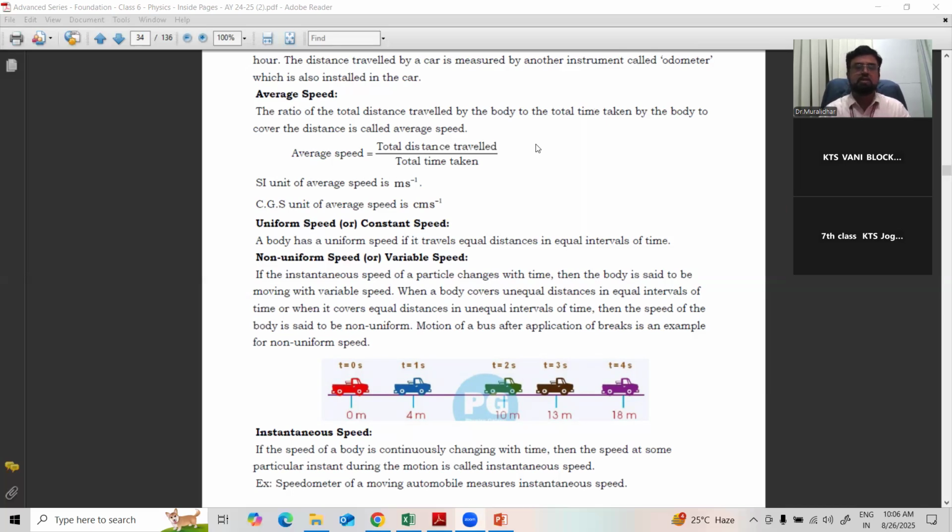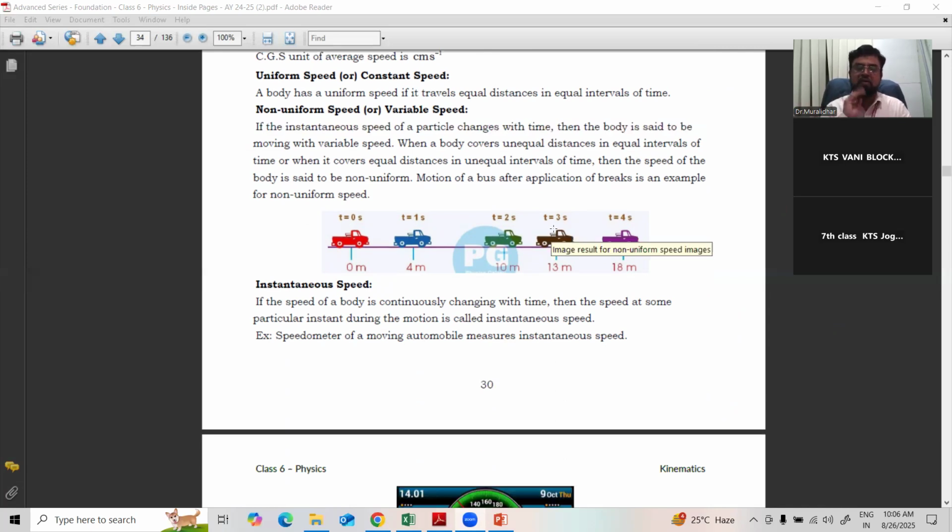Another type is uniform speed, or constant speed. If a body covers the same distance in the same time, it is called uniform speed. If it covers different distances in the same time, or the same distance in different times, that is called non-uniform speed. And the last type is instantaneous speed. The speed of the body at any instant of time is called instantaneous speed.